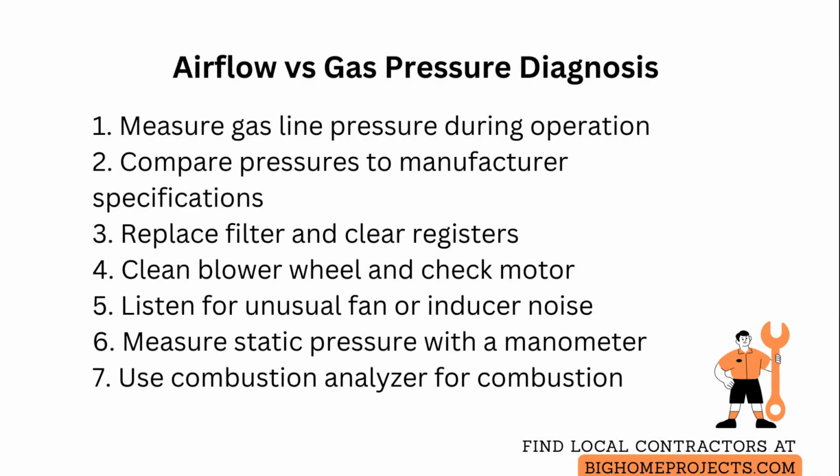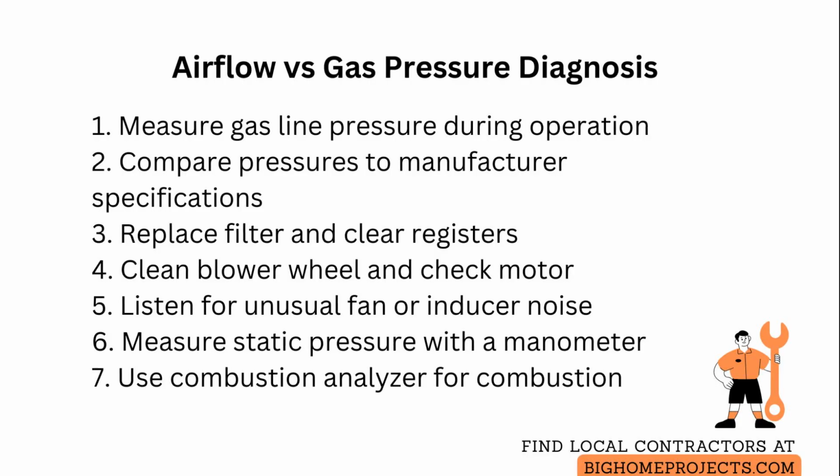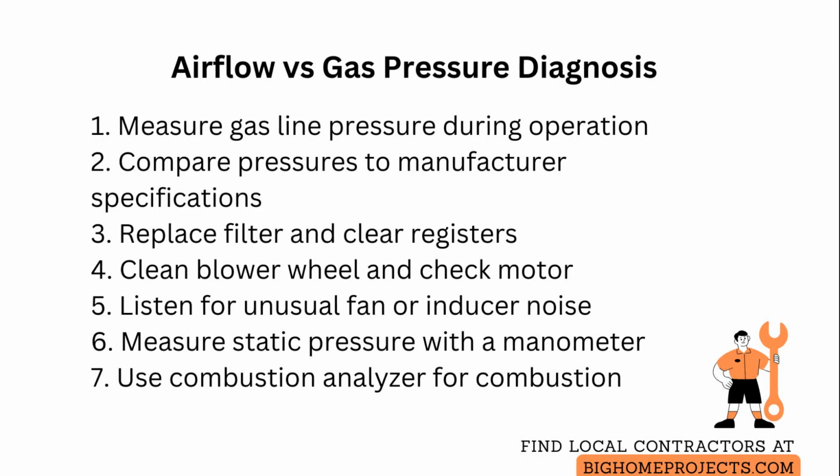Fourth, observe the burner flame pattern and stability. A weak or lifting flame can indicate low gas pressure or regulator issues, while a yellow or sooting flame points to poor combustion from pressure or air mix problems.